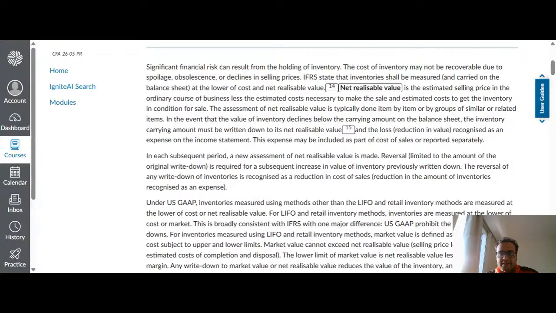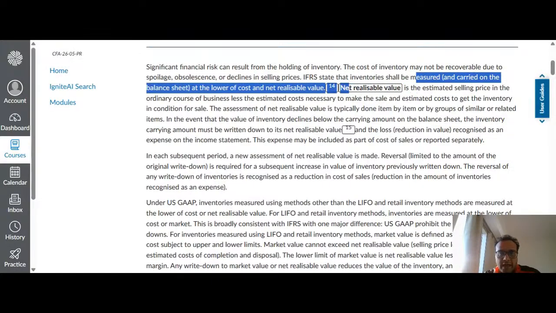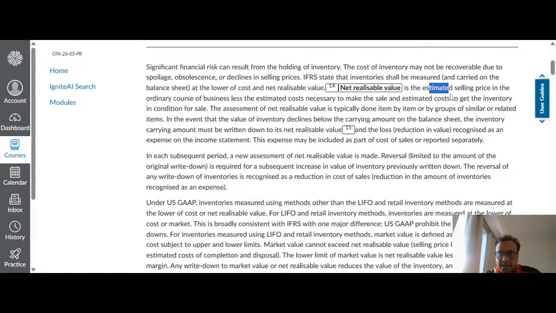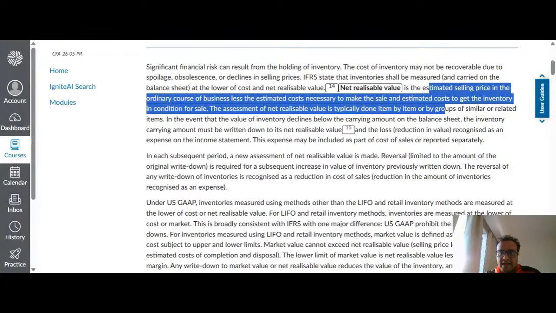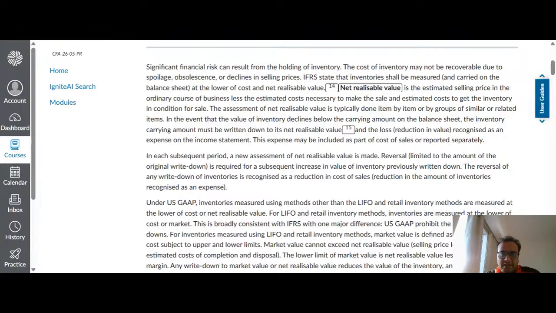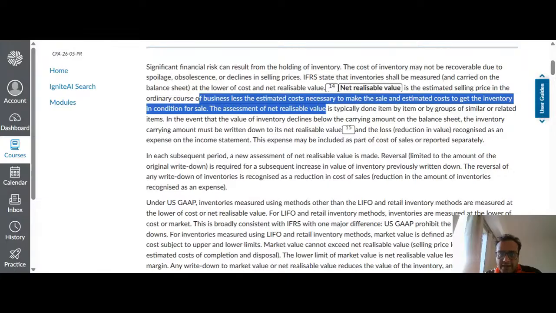The IFRS states that the inventory shall be measured and carried at the lower of the cost or NRV. The NRV is the estimated selling price in the ordinary course of business less the estimated cost necessary to make the sale, and estimated cost to get the inventory in condition for sale. Okay.